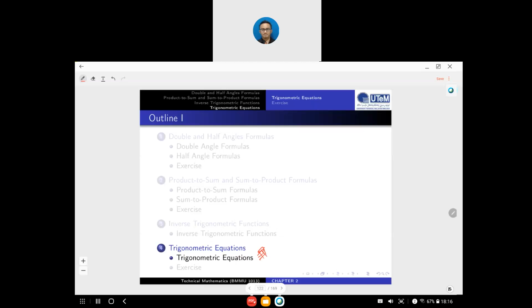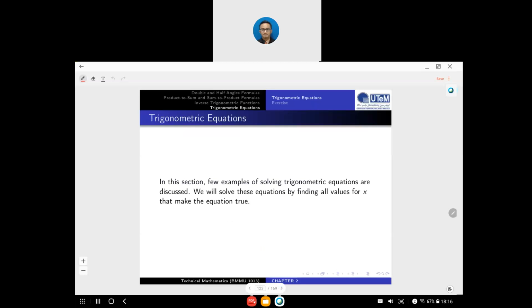Okay, in order to solve trigonometric equation ni, awak kena ingat semua identities yang kita dah belajar kat depan tadi. Ataupun yang kita belajar last week. Semua awak kena faham. Okay. Semua tu. Okay. In this section, sebab dia tak ada exactly formulas. Sebab formula dia adalah apa yang you dah belajar sebelum ni. Okay. In this section, a few examples of solving trigonometric equation are discussed.